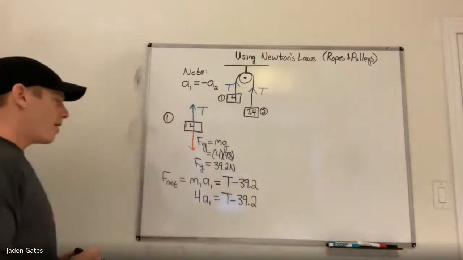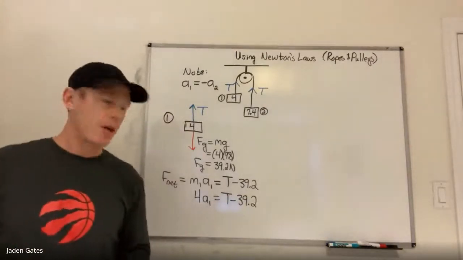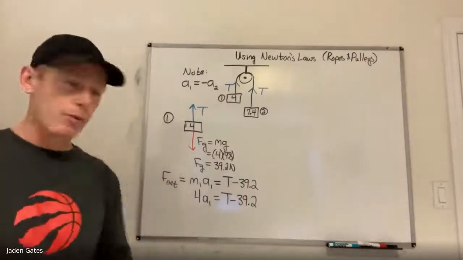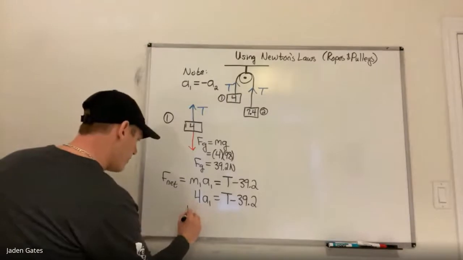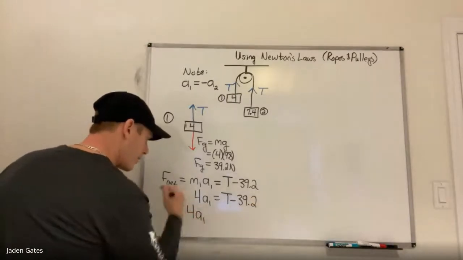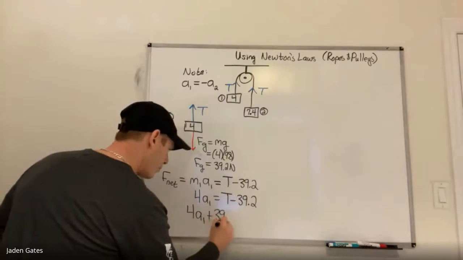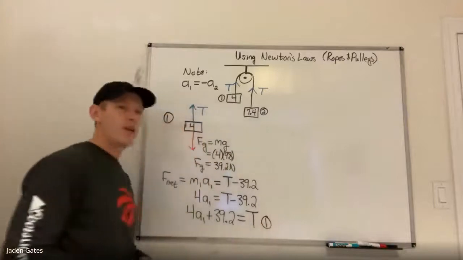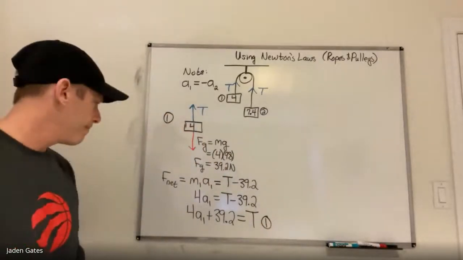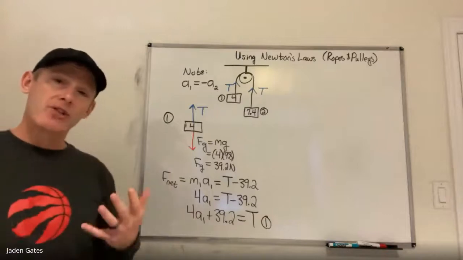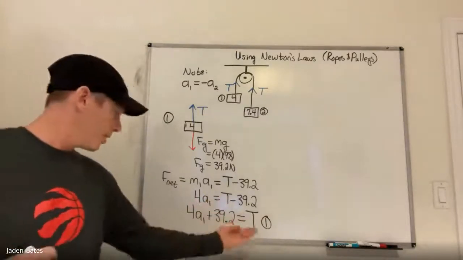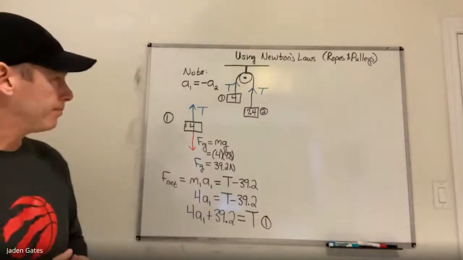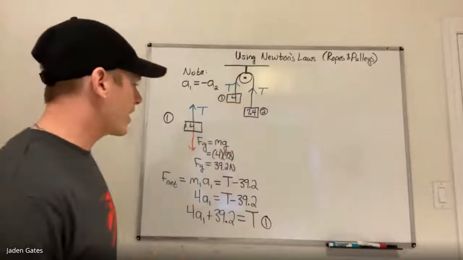Now I'm going to make one more adjustment to this equation. I'm going to move the minus 39.2 over to the other side, and you will see shortly why I'm doing that. When I move it to the other side, it becomes a positive 39.2, so 4A1 plus 39.2 is equal to T. That is the equation for object number 1. So I've got something there, but I can't find T or A1 because I have one equation and two unknowns. I can't do it. So now I'm going to go to my second object.